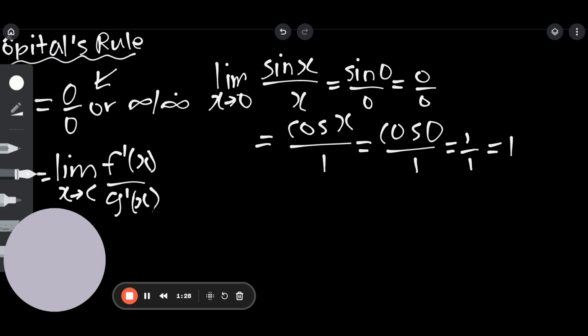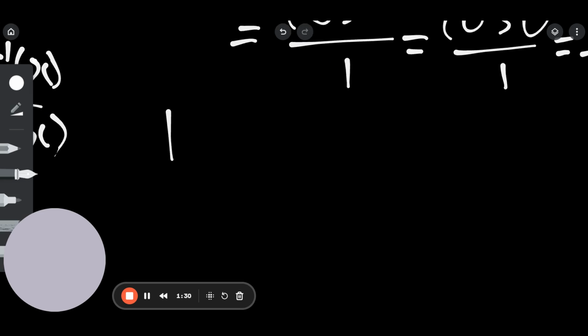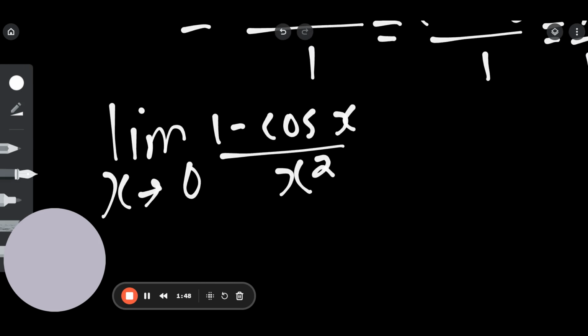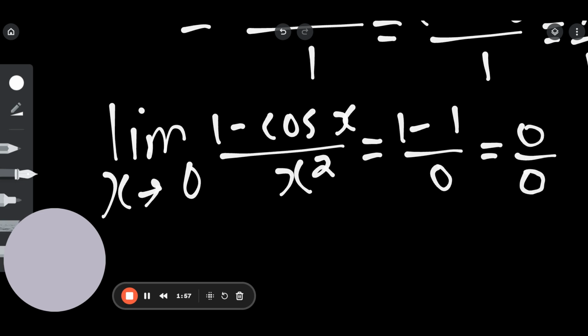Let's try another one. And you can pause the video and try this one on your own after I write down the problem. So it's the limit as x approaches 0 of 1 minus cosine x over x squared. Feel free to pause and try that on your own. Okay, so you want to begin by plugging in as always. You get 1 minus cosine 0, which is 1, over 0 squared, which is 0. So you get 0 over 0 again, and that's an indeterminate form. So you have to solve it using L'Hopital's rule.